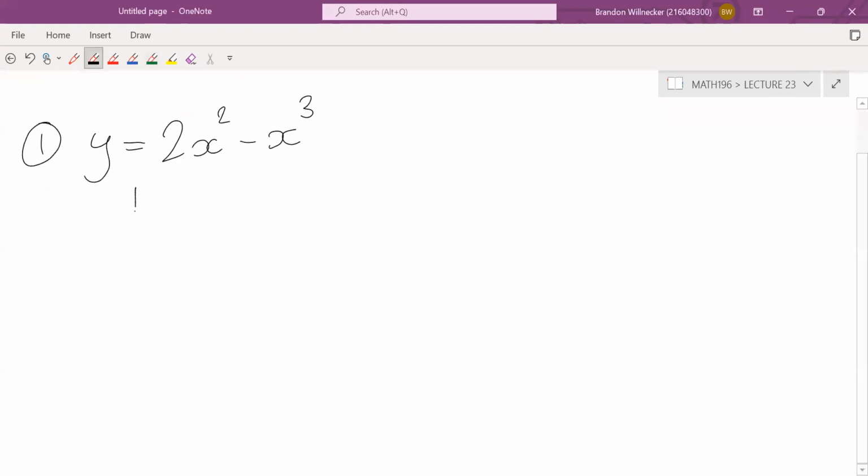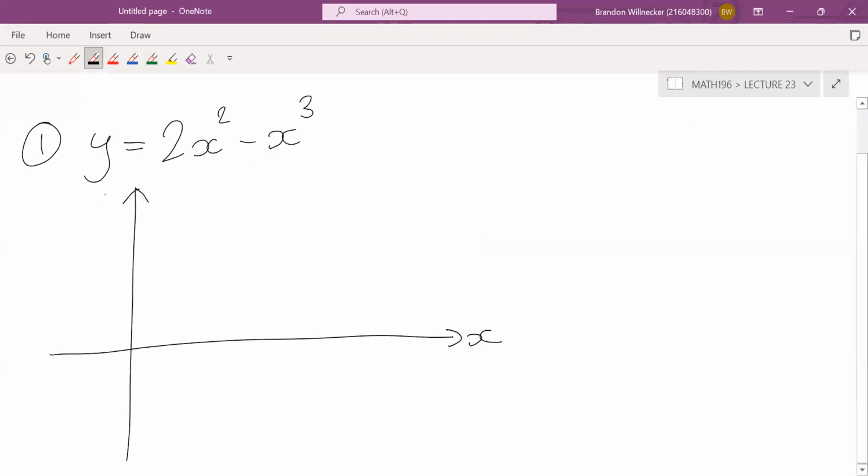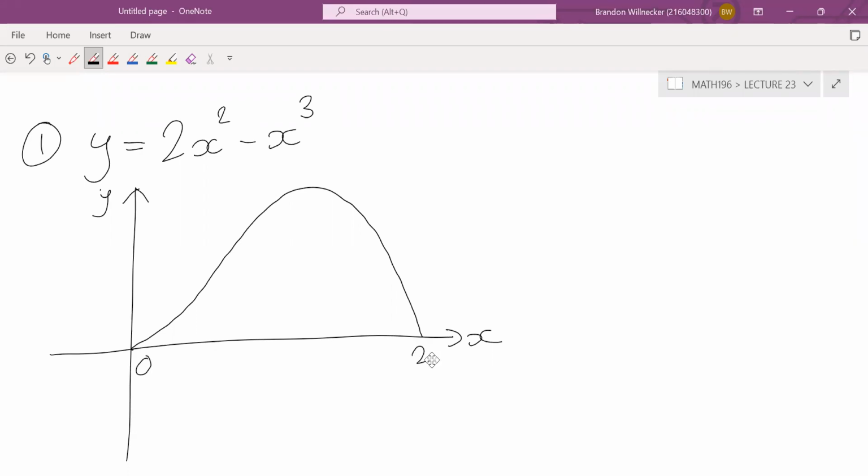Okay, so a quick little sketch of this is going to give us the following picture. So we have x and y. It's going to look something like this. And then if you solve this for the x-intercepts, one of them will be 0, the other one will be 2. Okay, so that is our x-interval that we're working with.